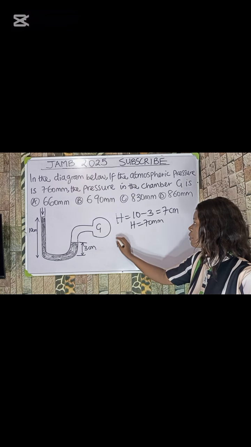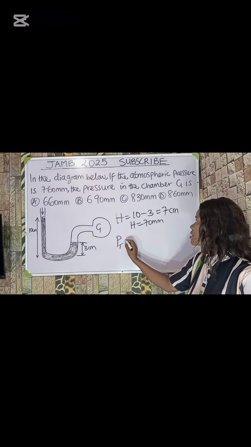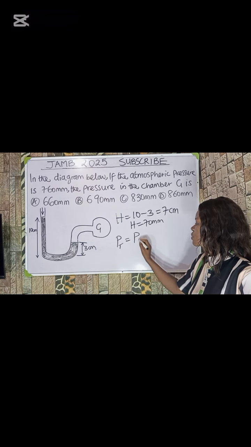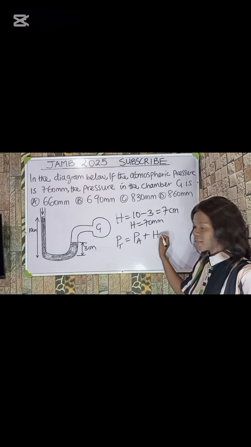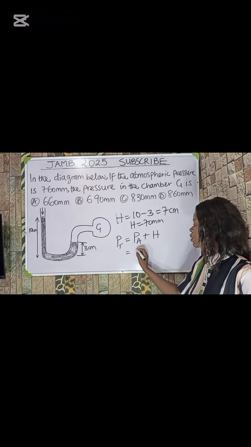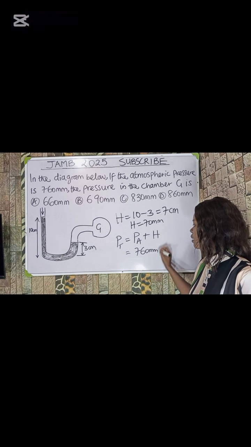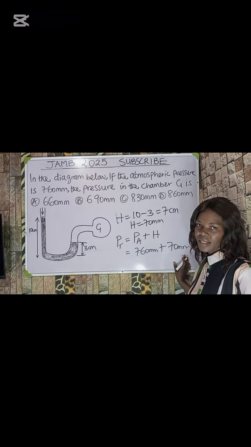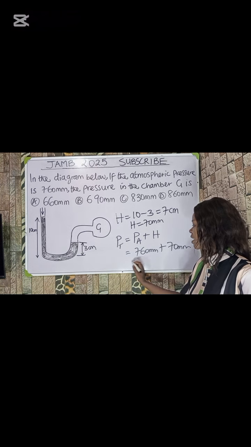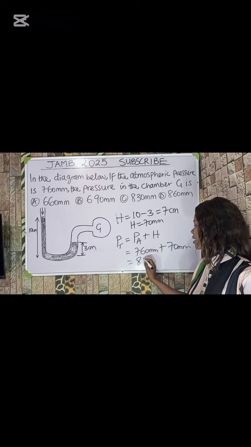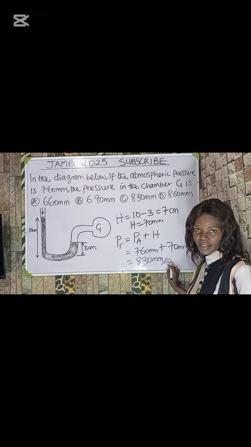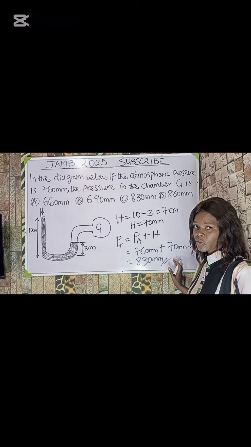So the total pressure here is equal to the atmospheric pressure plus what? Height. Is that clear? So what is the atmospheric pressure? I have 760 millimeters plus 70 millimeters. Is that clear? Simply by adding them together, and the total answer becomes 830 millimeters. Do we understand? So this is just the way we used to solve it.